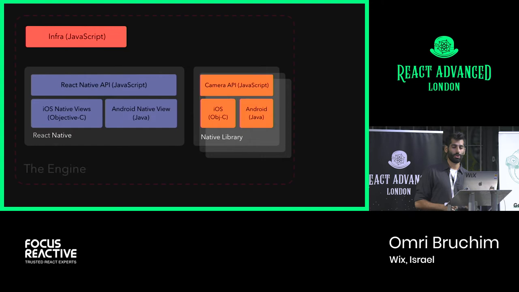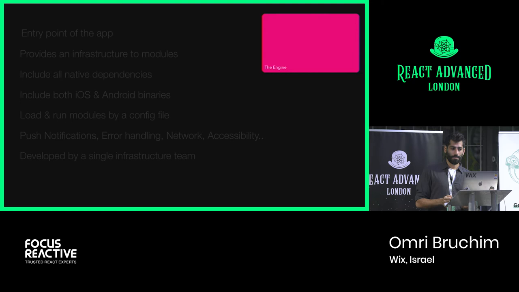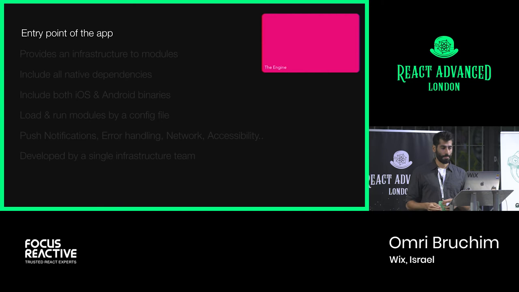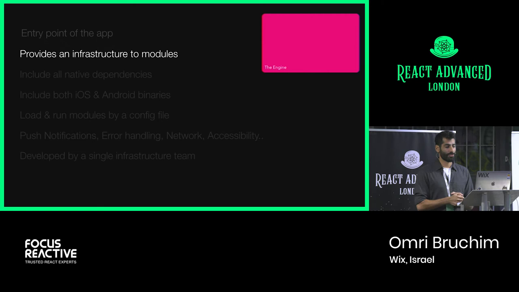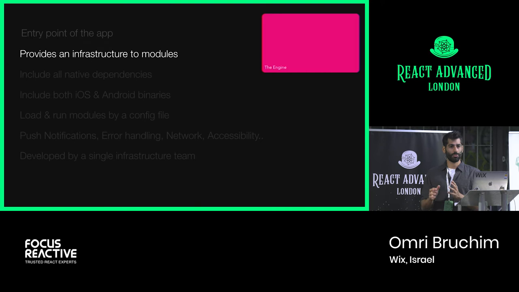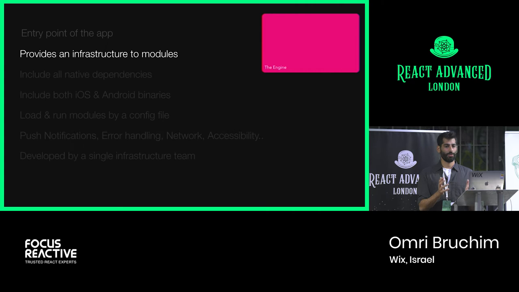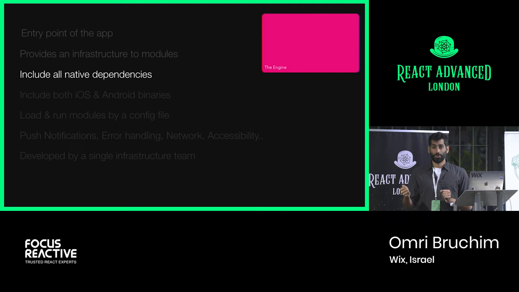So let's take a look much deeper. What is the engine? The engine is actually the entry point of the application. When the app opens, the first line of code is the app.js of the engine. It provides the infrastructure to all the modules. What is the infrastructure? The module teams can focus on writing their screens and the logic, and talking with the product manager. We, on the infra side, pack all the infra and put it into a single repo. The engine, as you saw, includes all the native dependencies. It's important for the next bullet.